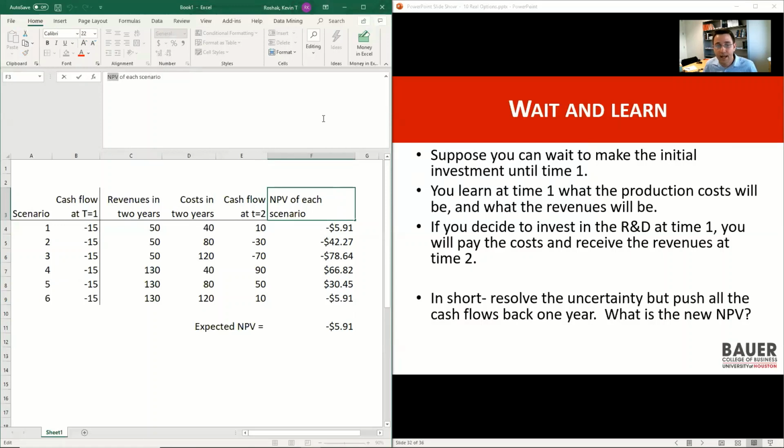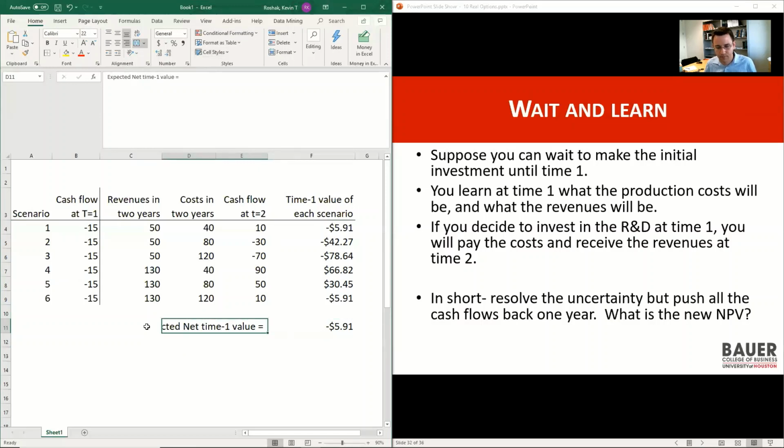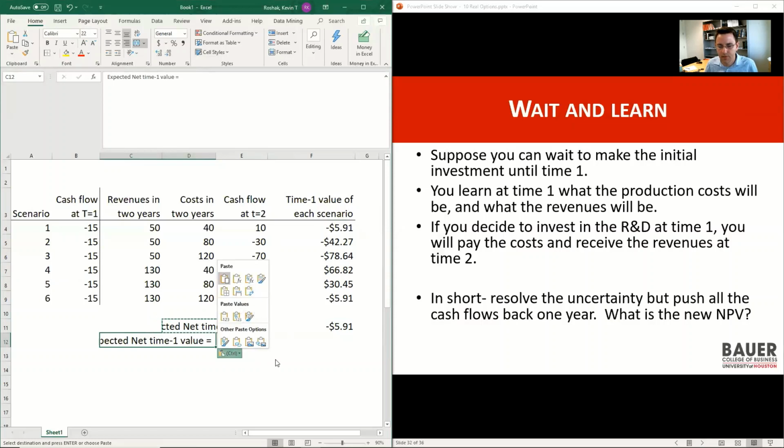What that gives us then is not an NPV anymore, but it's going to give us a time 1 value, not a present value, but like a net time 1 value, if you will. So instead of a net present value, we'll get a net time 1 value. We're just pushing everything back 1 time. See if I can make that a little smaller.